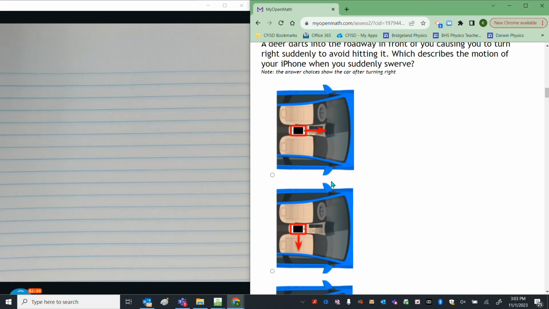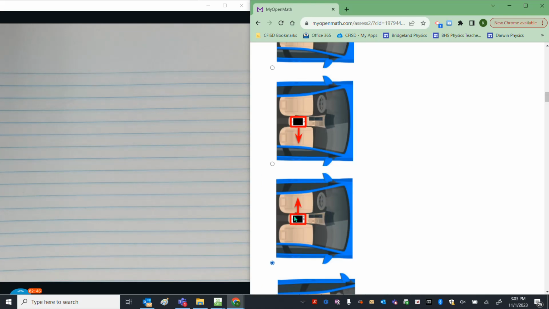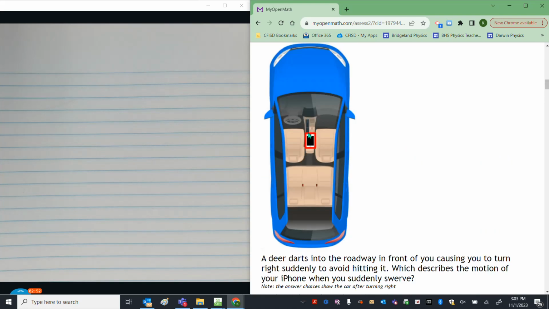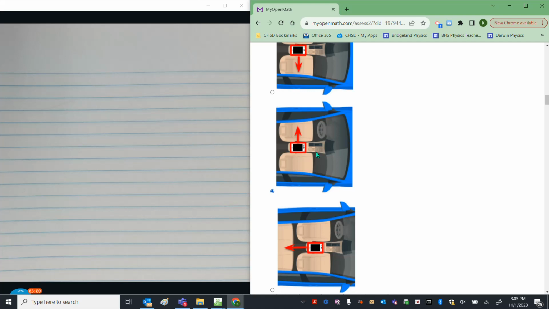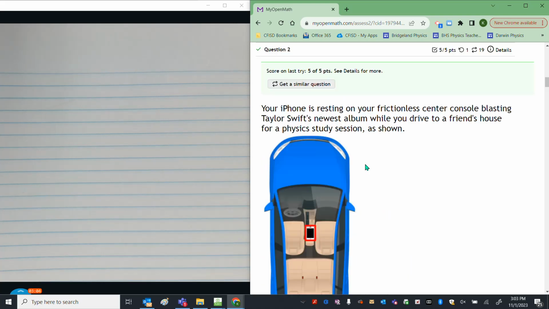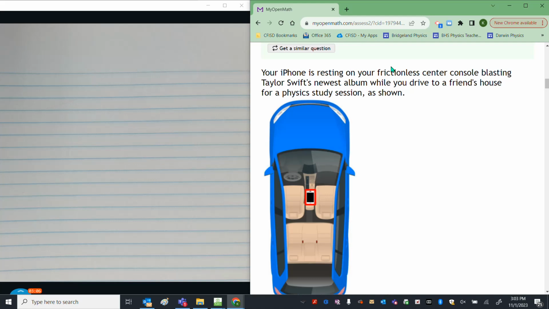And so the option that shows that is this one here. It would move toward the driver's side if you were to suddenly turn to the right, because now your car is facing this way over here, and the phone wants to keep going that way. Okay, and so it would be this option right here. And again, this is because it is frictionless, it is an object in motion, it will continue in motion with a constant velocity until an external force acts on it.